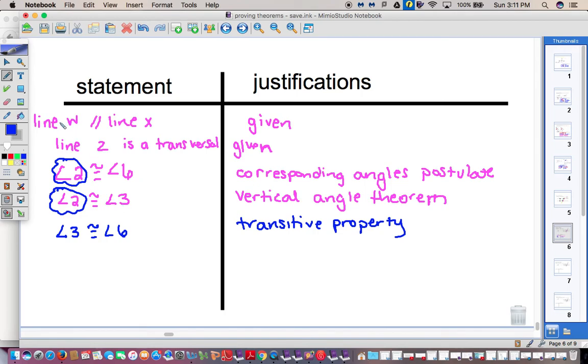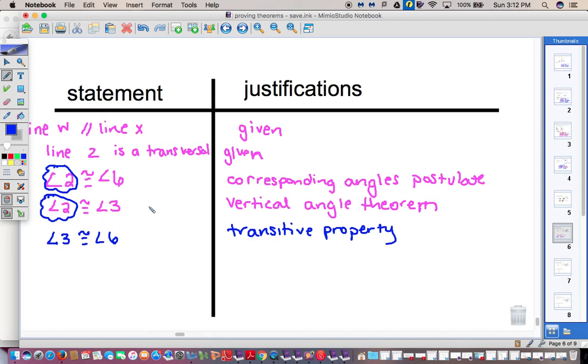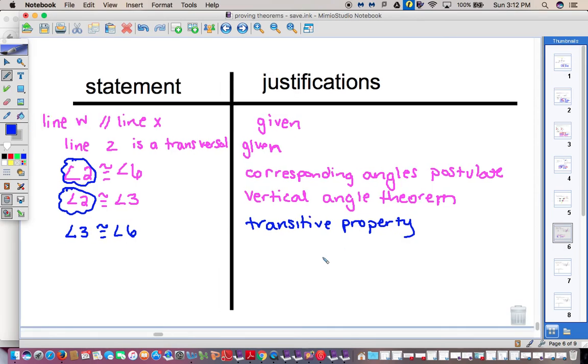But we've got that line W is parallel to line X, and then Z is a transversal. And so because of that information, we can see that angle 2 and angle 6 are corresponding angles, which means that they're congruent to each other. And then we can look and say that angle 2 and angle 3 are vertical angles, so they're congruent to each other. And then we could simply state that angle 3 is congruent to angle 6 by the transitive property. And that is where this proof ends.